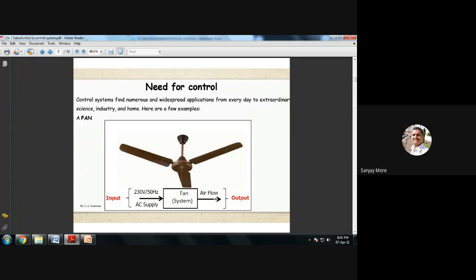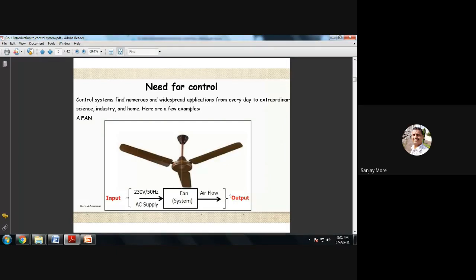Okay. Next point is need of control. So one example is a fan. See the input: 230 volt 50 hertz AC supply. This fan system's airflow is our output. Means this is our instrument, the fan. In that fan you give the input supply, 230 volts 50 hertz AC supply, and this fan system works and the output is the airflow.